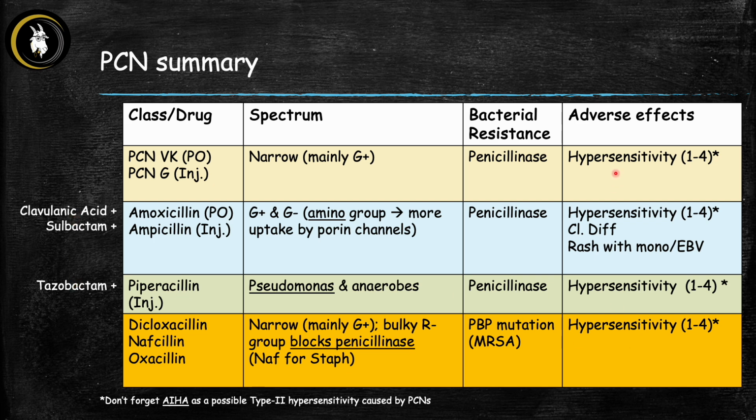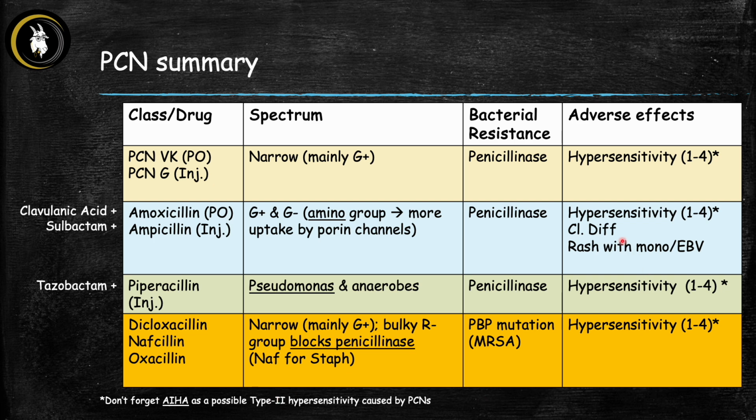And then as far as adverse effects are concerned, all of these medications, all penicillins, can cause any of the hypersensitivity type reactions, so type 1 through 4. One thing not to forget about that I wanted to remind you is that autoimmune hemolytic anemia is a possible type 2 hypersensitivity reaction caused by penicillins. Don't forget, if you see on a test question an autoimmune hemolytic anemia, always look for potentially recent exposure to penicillins, because that could be an example of type 2 hypersensitivity leading to destruction of those red blood cells.